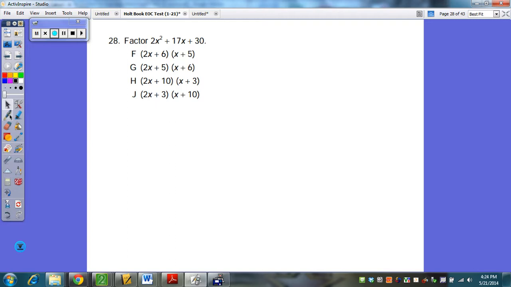All right, we're going to factor here. Because my leading term is going to be something other than 1, we are going to find two numbers. Okay? Remember this. We'll rewrite this down here. Two numbers that when I multiply them, they're going to equal 2 times 30, which is 60. And when I add them, they're going to equal 17.